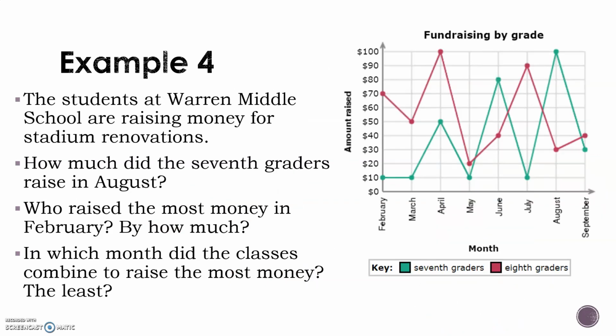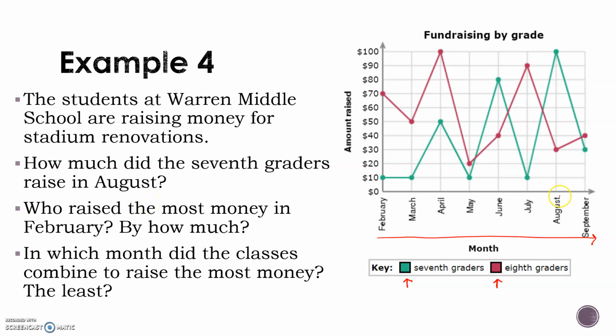All right, so sometimes we're going to look at line graphs and double line graphs. So it says the students at Warren Middle School are raising money for stadium renovations. How much money did the 7th graders raise in August? So we see that the horizontal axis is measuring the time, or the month in this case. The green is our 7th graders, and our maroon is the 8th graders. So how much money did the 7th graders raise in August?